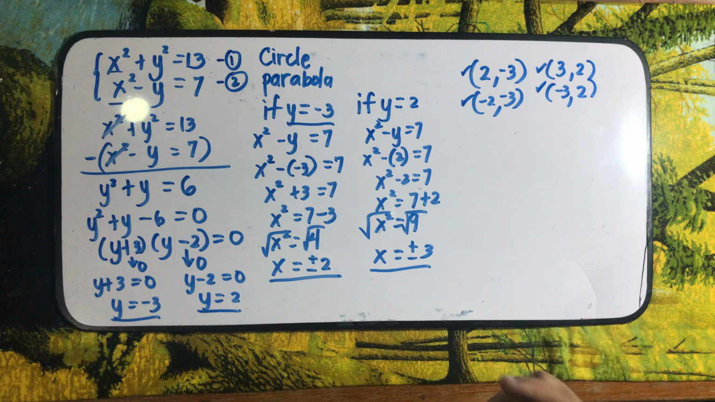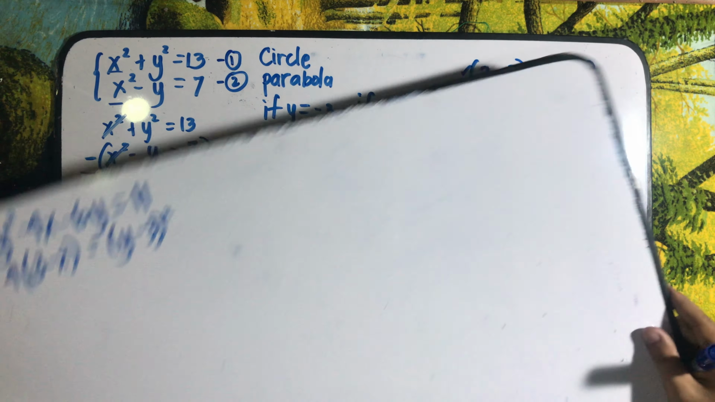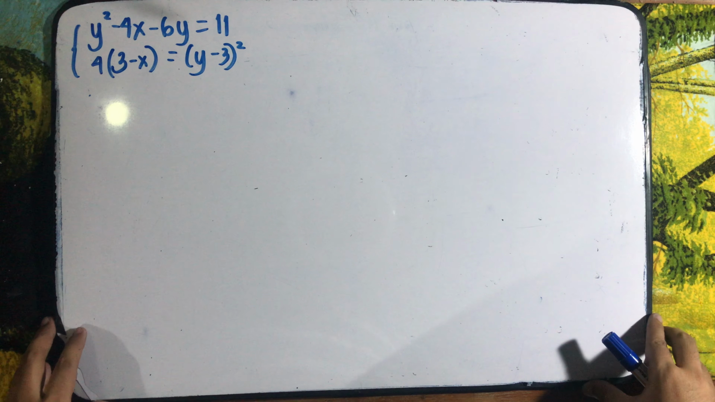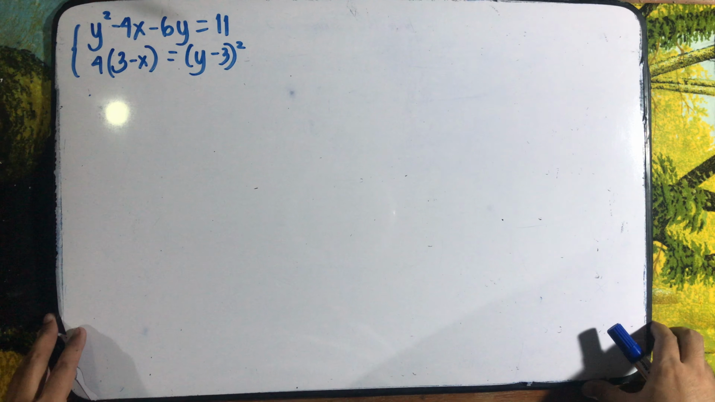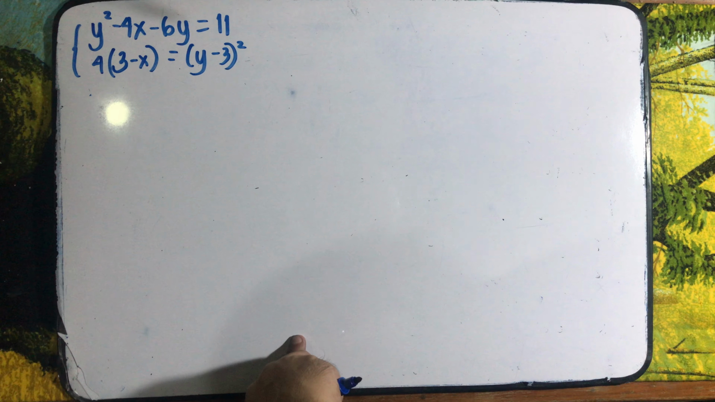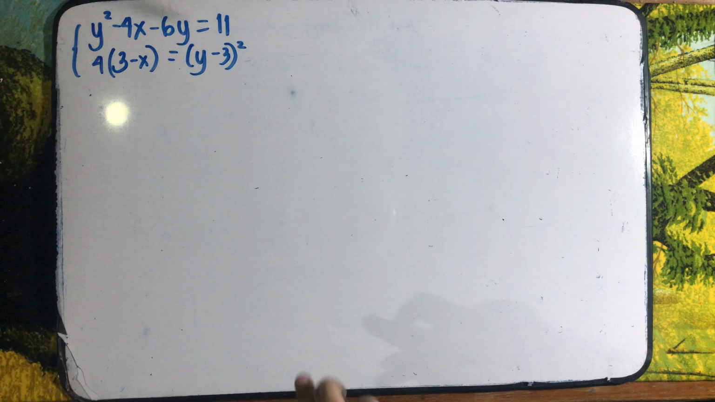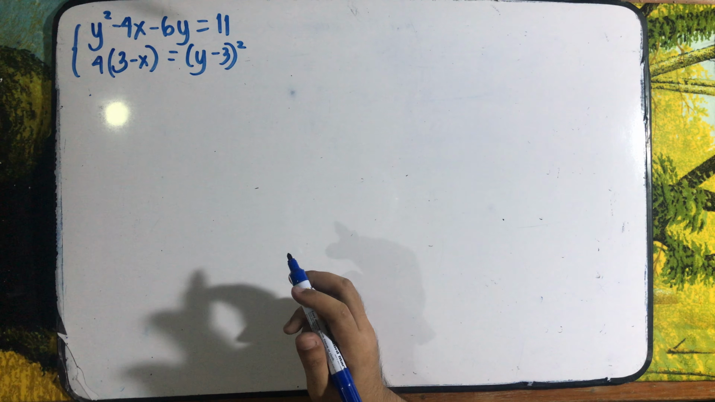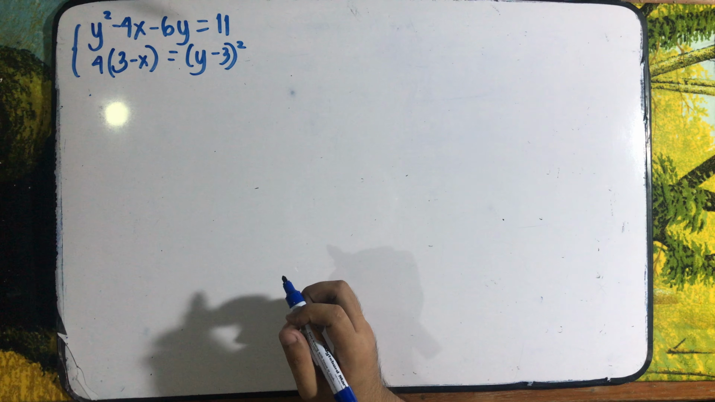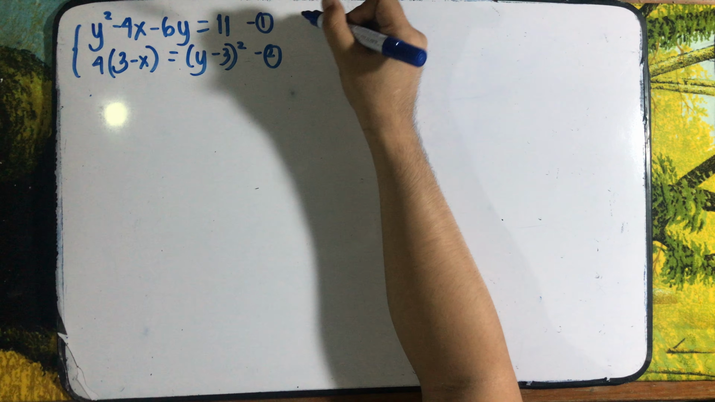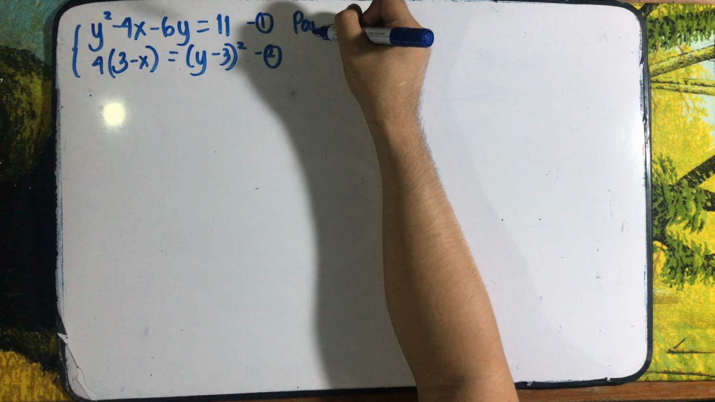Let's have another example. This is our next example. We are given y squared minus 4x minus 6y is equal to 11, and we also have 4 times the quantity 3 minus x is equal to the quantity y minus 3 squared. Let us now try to solve. This is our first equation and this is our second equation, and they are both a parabola.